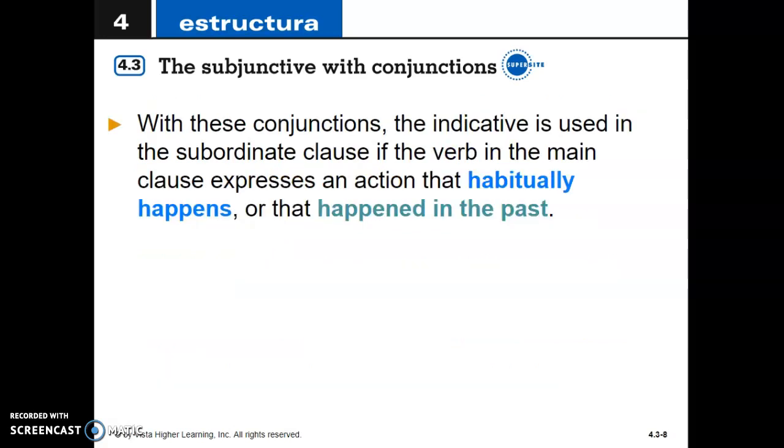Alright, the opposite, when we use the indicative, what you learned in Spanish 1, so with these 5 conjunctions, the indicative is used when the main clause expresses an action that habitually happens or that happened in the past. And this also makes sense if you critically think about it. If it habitually happens, it's quite a bit more certain. Every Sunday, we do this. Oh, yeah. It's not really doubtful, not really something I'm uncertain about. Or if it happened in the past, well, yep. If it happened in the past, we can confirm or deny it.